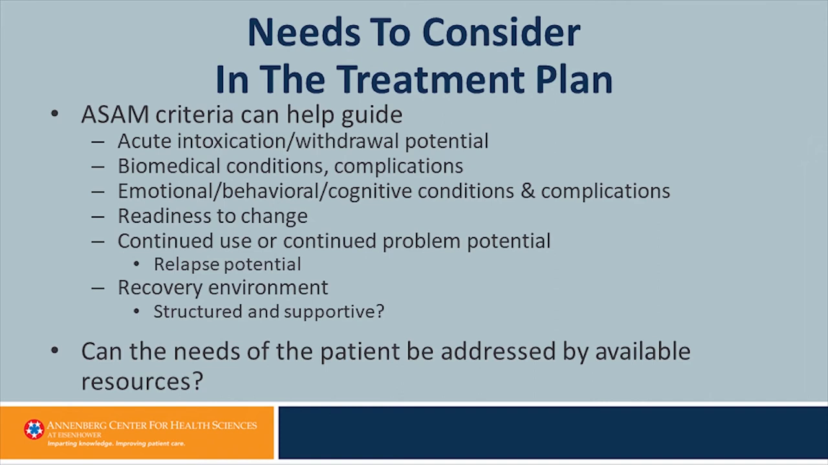And they define 6 areas that you want to think about in defining what kinds of services a person might need and what kind of setting they might need in order to enter recovery. So what is their potential for acute intoxication or withdrawal? If they're acutely intoxicated, you're going to want to stabilize. If they're early on and they're going to potentially develop withdrawal, you'll want to manage those symptoms, put them in a setting where those symptoms will be able to be managed.